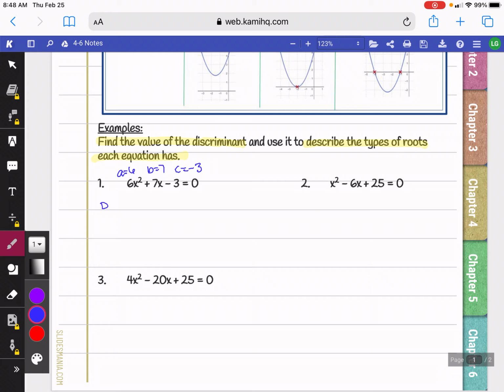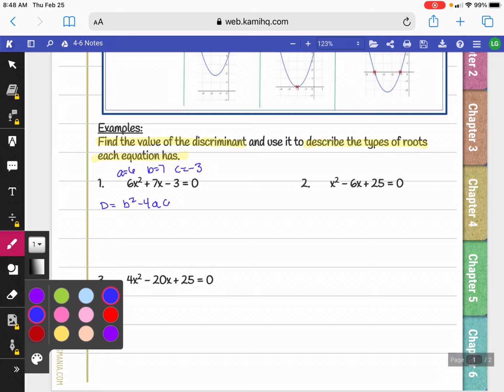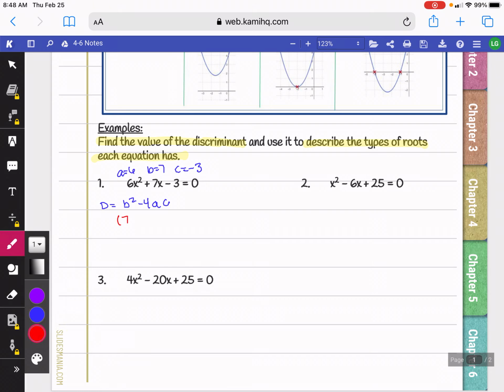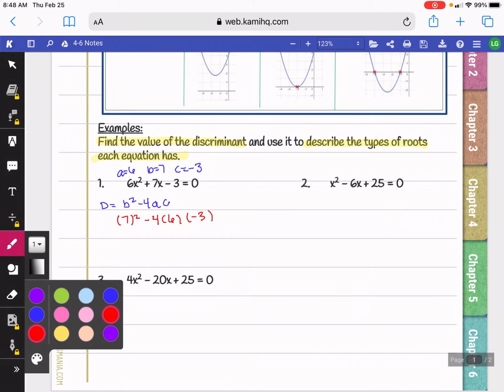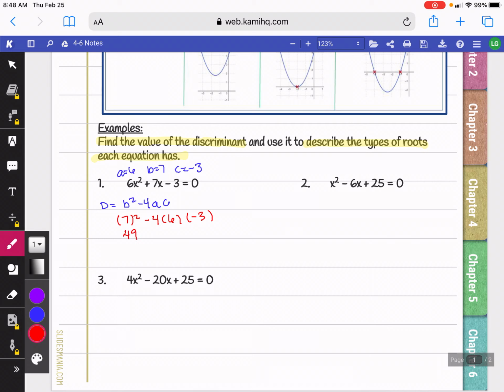And now I'm going to plug into the formula for discriminant, which is b squared minus 4ac. So for b, we have 7, a is 6, c is negative 3. And I'm going to start to simplify this. So 7 squared is 49. Here I can do this chunk together: 4 times 6 times negative 3. So 4 times 6 is 24, and then 24 times negative 3 would be negative 72. So here I'm going to put a negative 72.